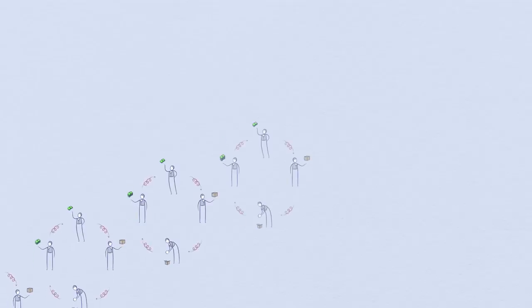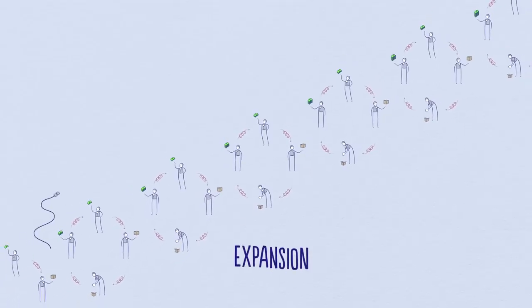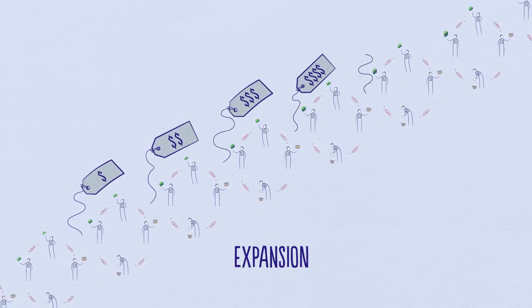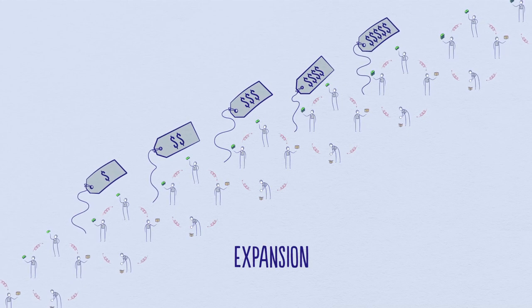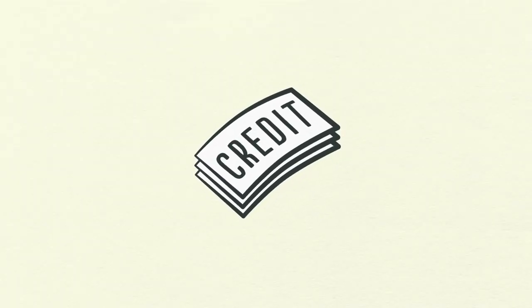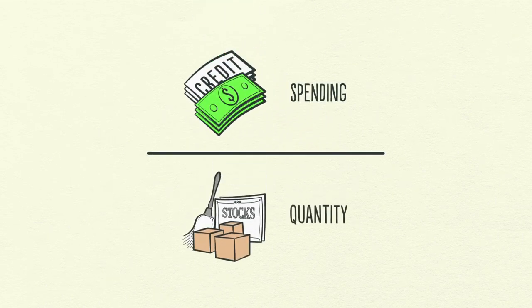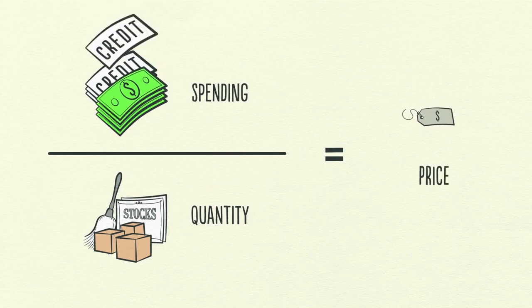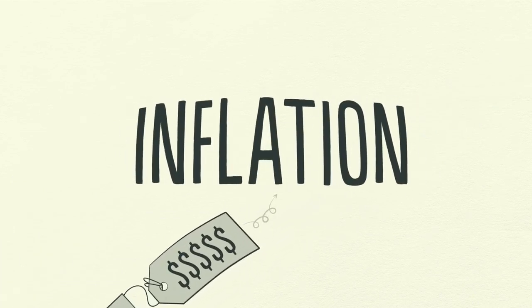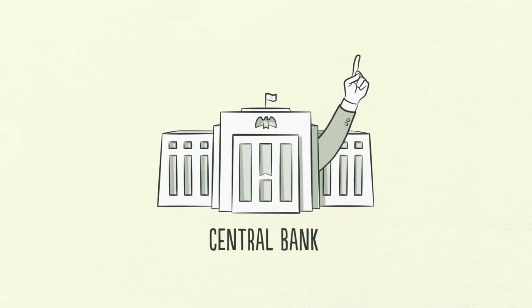As economic activity increases, we see an expansion, the first phase of the short-term debt cycle. Spending continues to increase and prices start to rise. This happens because the increase in spending is fueled by credit, which can be created instantly out of thin air. When the amount of spending and incomes grow faster than the production of goods, prices rise. When prices rise, we call this inflation. The central bank doesn't want too much inflation because it causes problems.